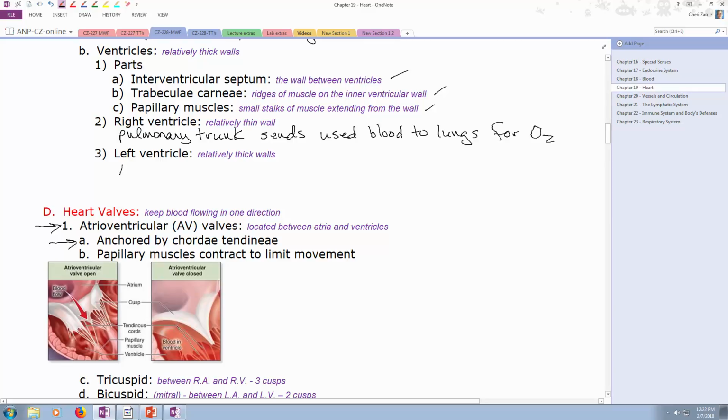The aorta is the blood vessel that takes blood away from the heart or the left ventricle to all of the body except lungs. So takes fresh blood to body except lungs.